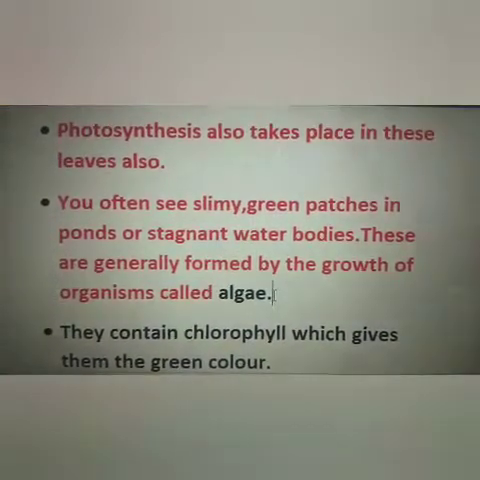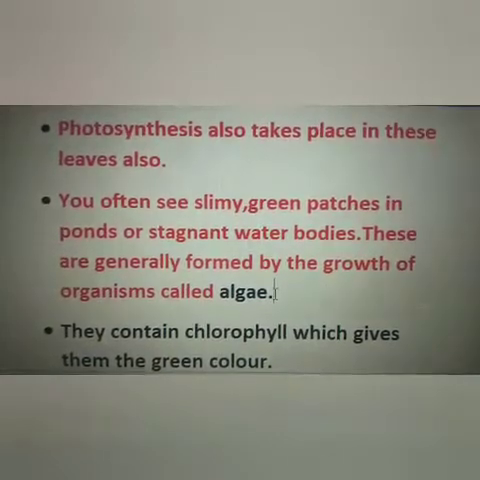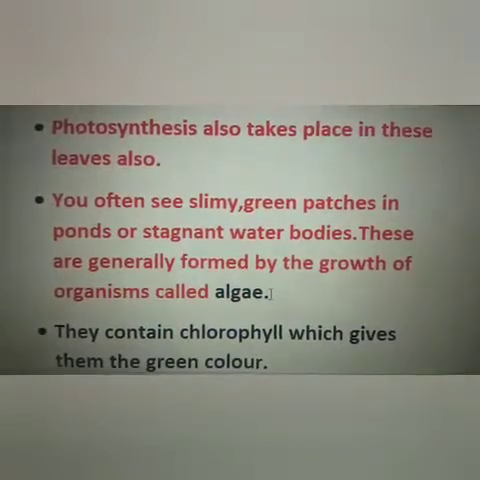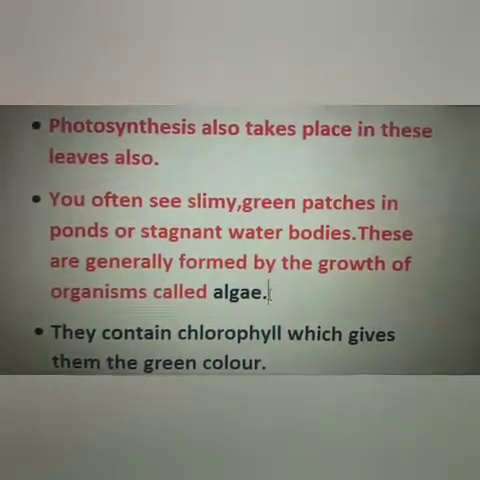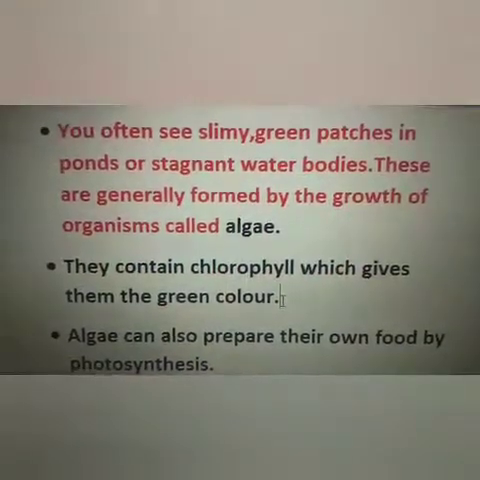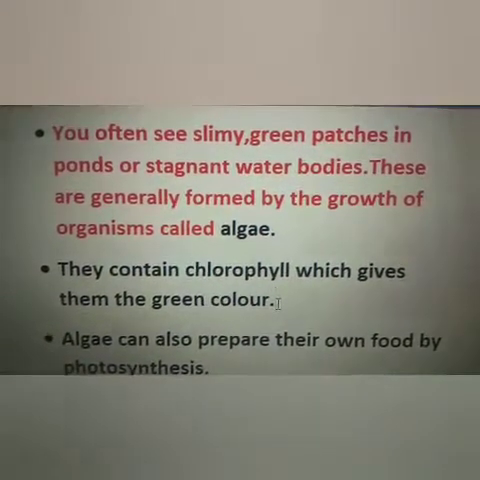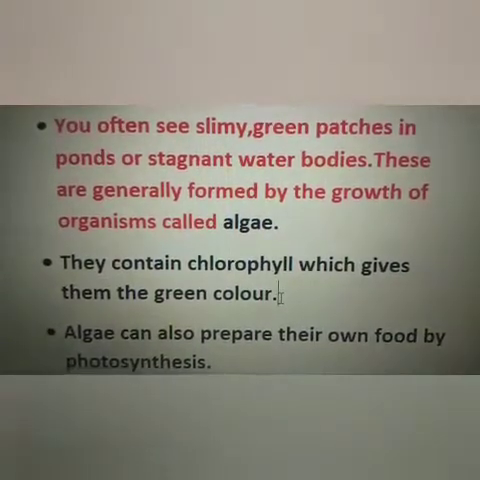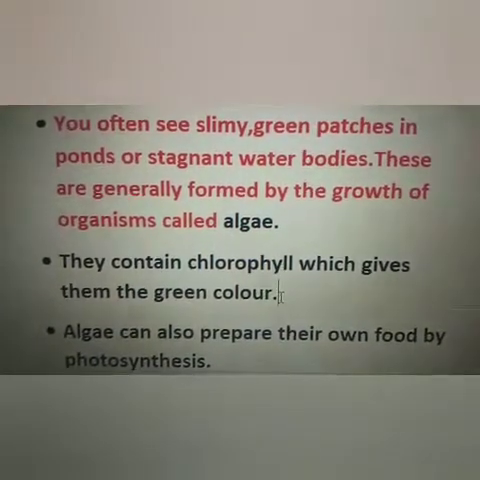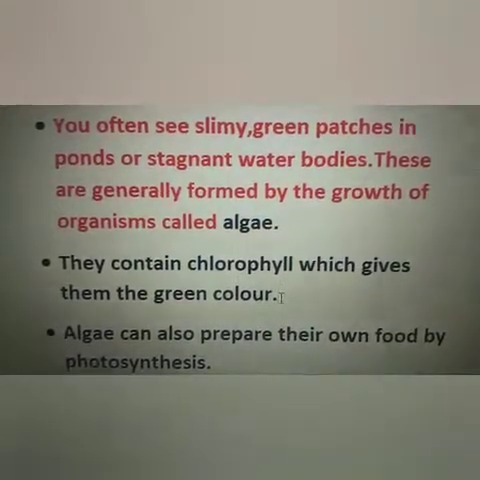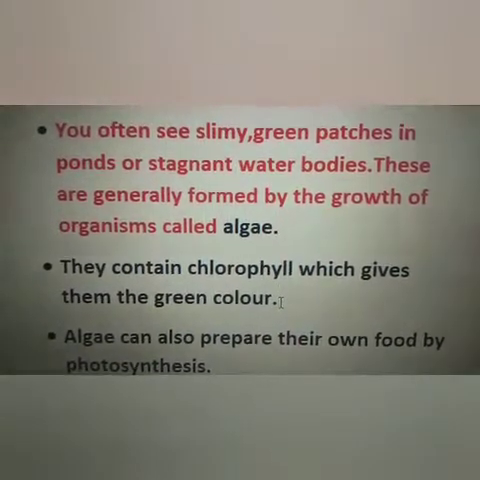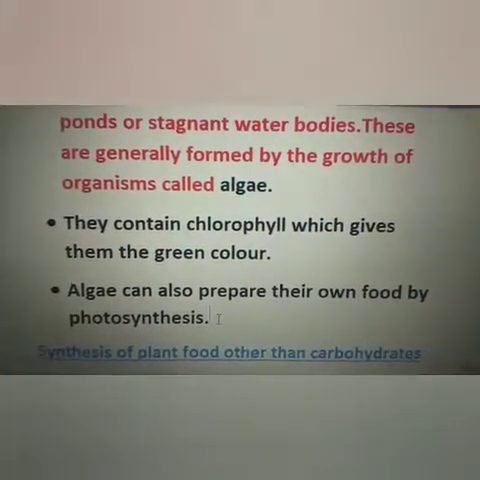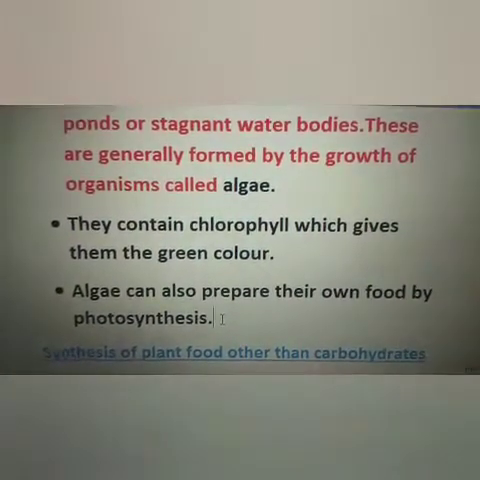So you often see slimy green patches in ponds or stagnant water bodies. These are generally formed by the growth of organisms called algae, which we have already seen in the previous video. Now can you guess why algae are green in color? So here is the answer. Because they contain chlorophyll which gives them the green color, and also algae can prepare their own food by photosynthesis.